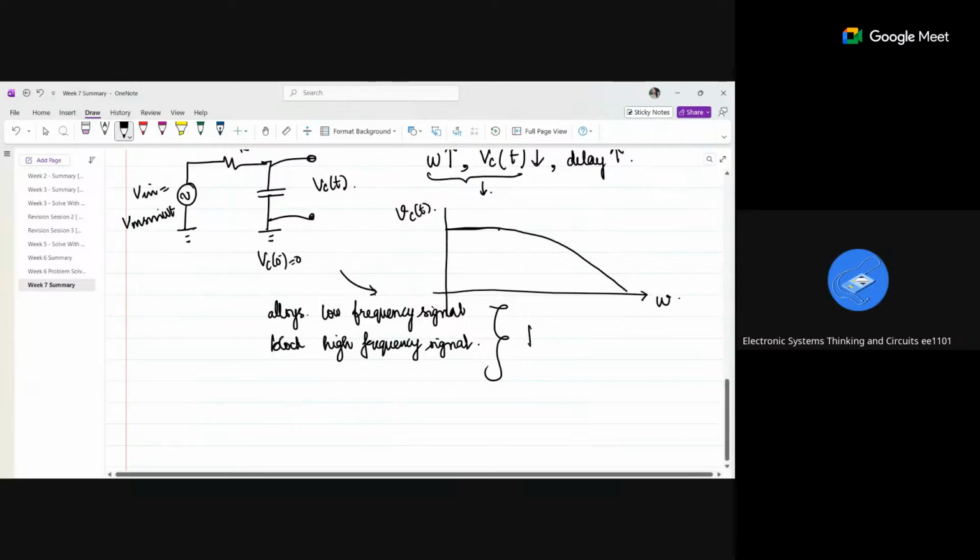So this circuit, I'll call it a low pass filter because it is allowing the low frequency signals and it is blocking the high frequency signals. So I call it a low pass filter. Is it clear?